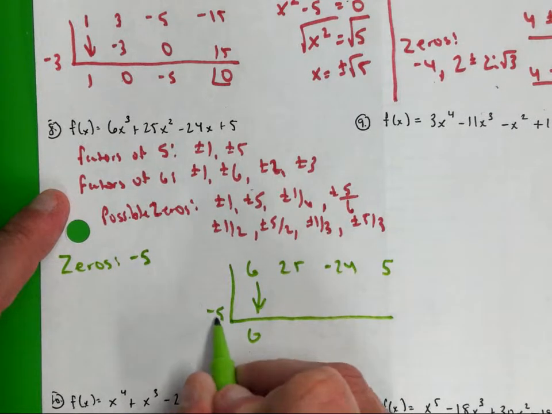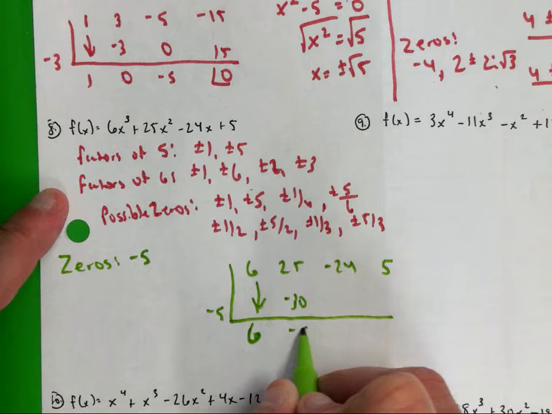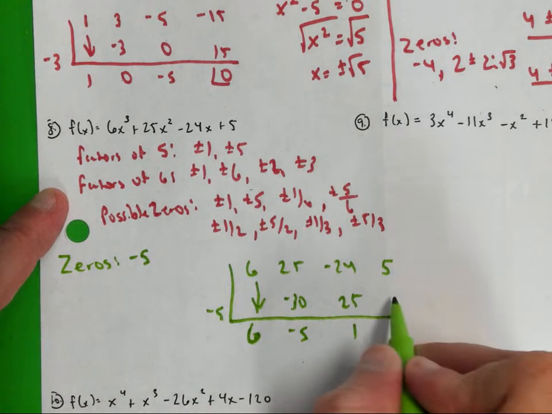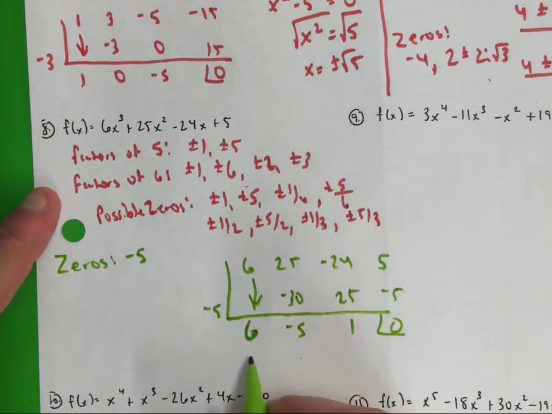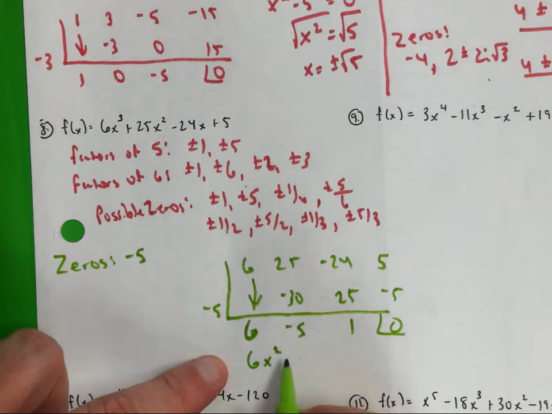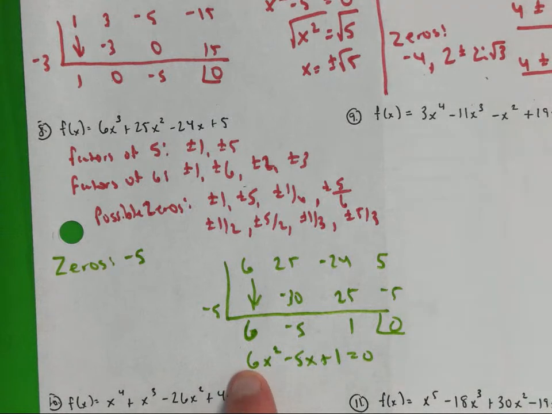Bring the 6 down. -5 times 6 is -30. 25 and -30 gives me -5. -5 times -5 is 25. That gives me a remainder of 0. So now I have the quadratic, because remember I want to get it to quadratic because I could either factor or use the quadratic formula. So I do have it at a quadratic now.